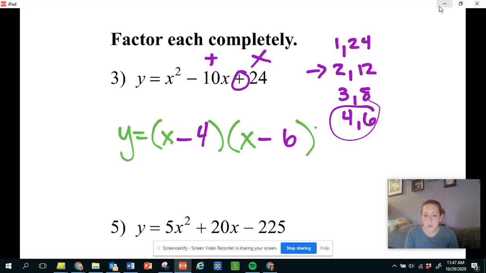Right. So once you do this, I suggest that you test yourself. Multiply them together. Make sure that they equal 24. They do. Add them together. Make sure they equal -10. They do. Hooray, we did it.